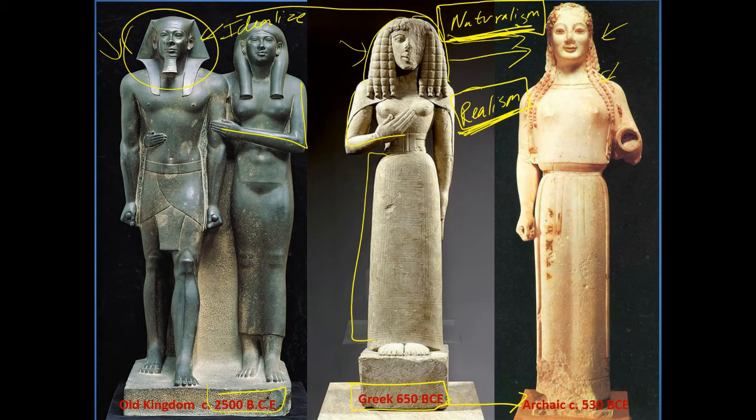I think it's worth noting that this would have been painted. So what is white marble on the surface actually would have had decorative paint on this dress to make the dress look like it was real. The eyes would have been painted. The hair would have been painted. The lips probably would have been painted. So it would have looked even more naturalistic.